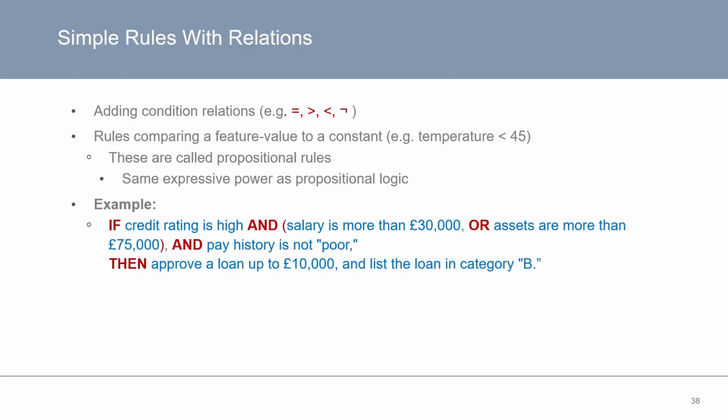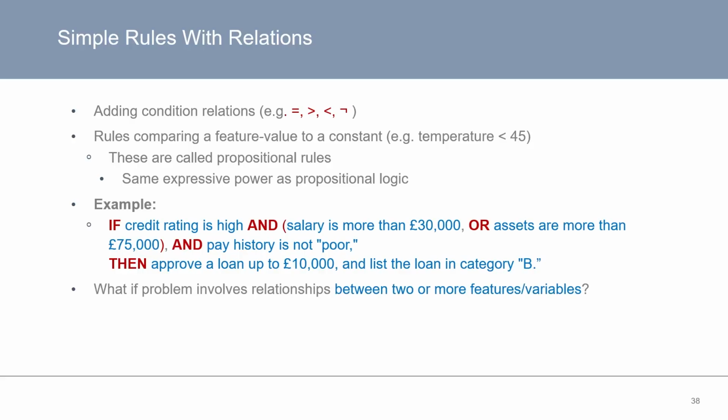For example, if credit rating is high, and salary is more than £30,000, or assets are more than £75,000, and pay history is not poor, then approve a loan up to £10,000 and list the loan in category B. This is an example of rules that have variables that get filled in and compared using conditional relations to a constant built into the rule in order to determine the truthfulness of this rule expression.